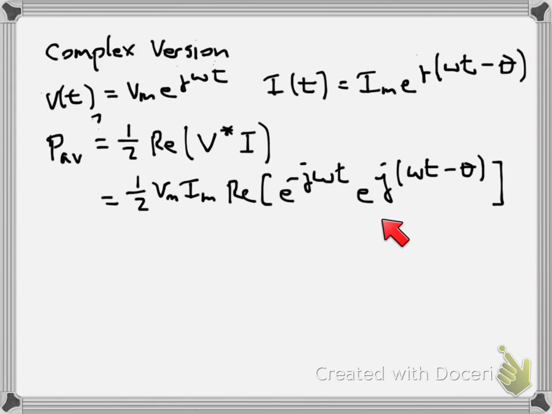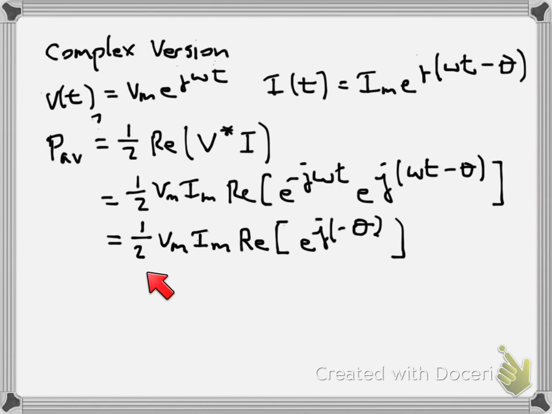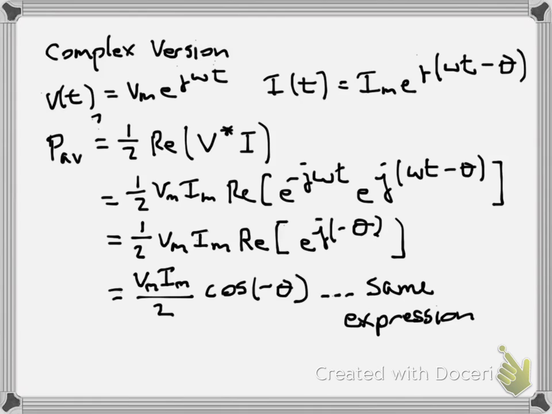And when you multiply e to the one thing times e to another thing, you just get e to the sum of the two things. So you're left with 1/2 Vm Im real part of e to the j minus theta. But the real part of that is just cosine minus theta. So this expression is the same expression as we got before when we used real functions. So we showed that using real functions, we get the same expression for the average power as we get using complex functions.